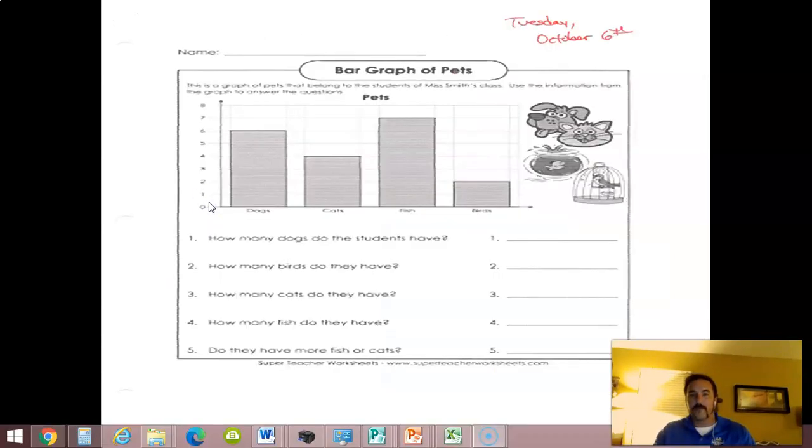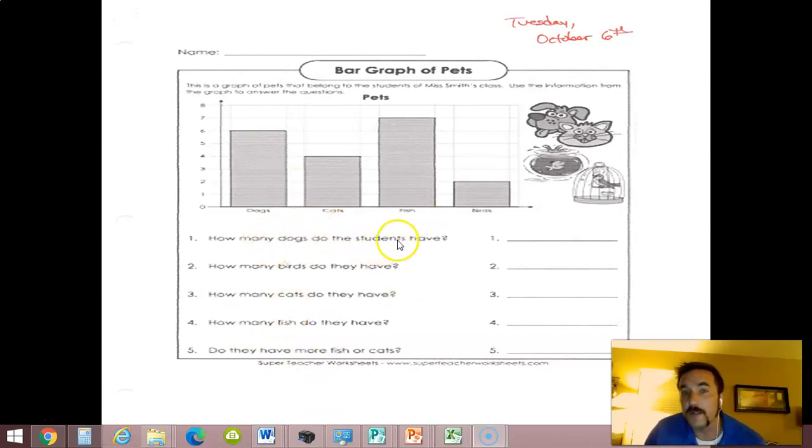But at any rate, here it is, your exact assignment. 5 questions, all based on this bar graph. You have the title, you have the y-axis, you have the x-axis, and you just got to do this: use the bar graph to answer the question.